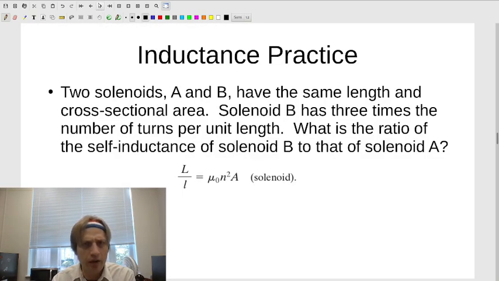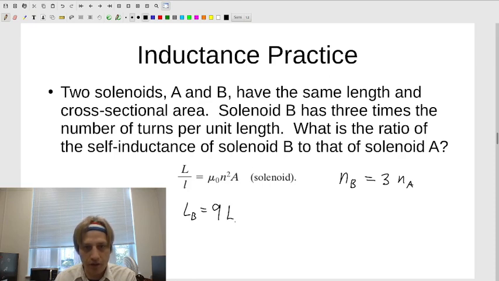And you'll remember on Friday we did this problem where we have two solenoids, A and B. They have the same length, same cross-sectional surface area. Solenoid B has 3 times the number of turns per unit length. And so when you compare their self-inductances, L, you would have that L_B is essentially 9 times that of A, because you have that N squared, so it would be 3 squared.